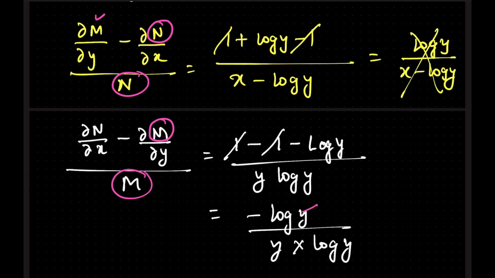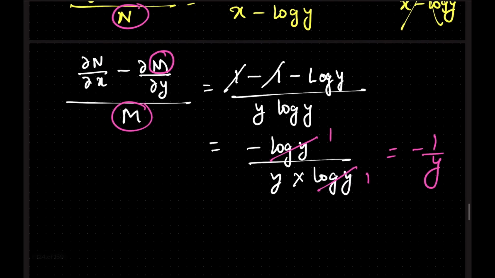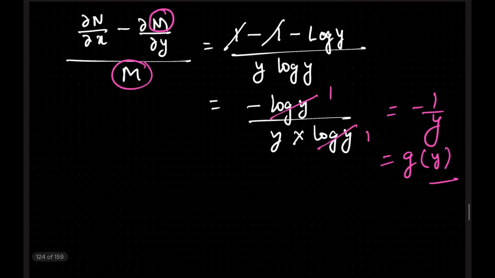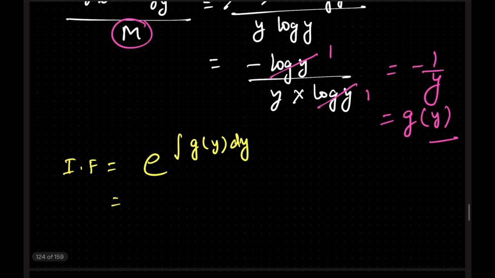So again you can see that log y will get cancelled by log y and you will get minus 1 by y. So you can see again you have got a function of y, a g(y) function. It is independent of x. So in this type we have seen that the integrating factor we will find as e to the power of integral of g(y) dy. So this is very simple to integrate. The integral of our g(y) is minus 1 by y.